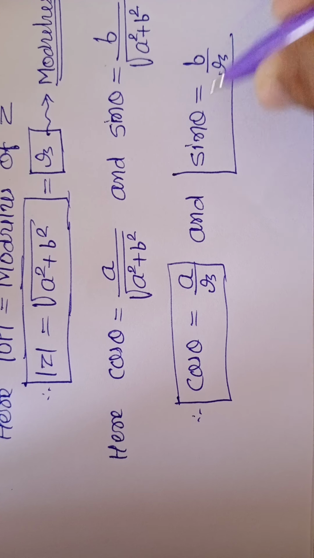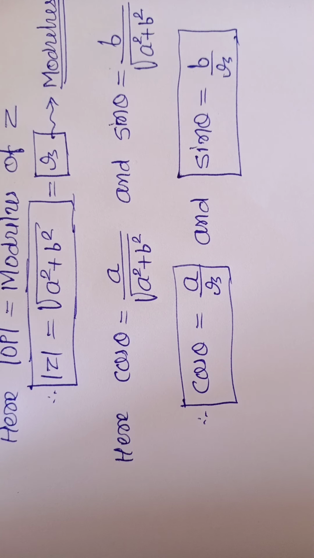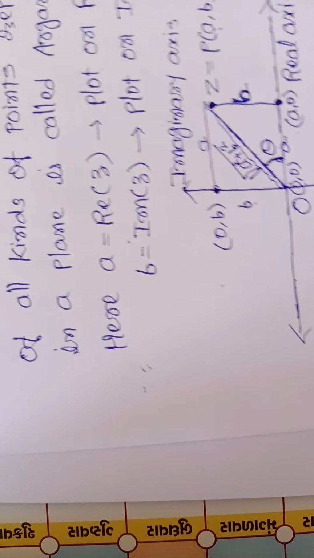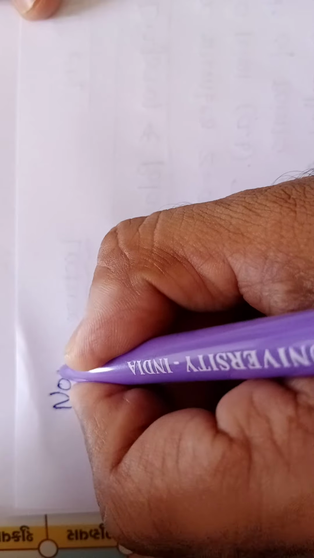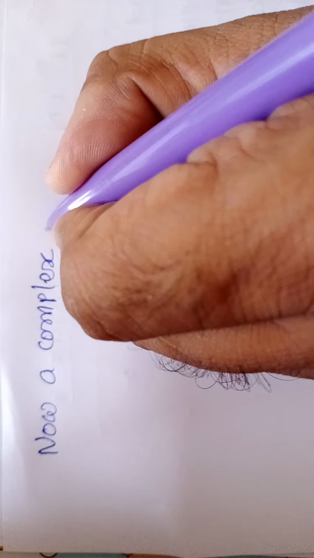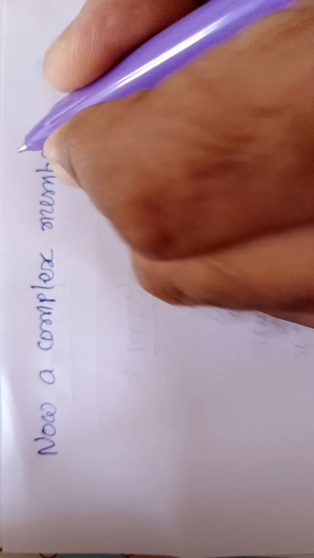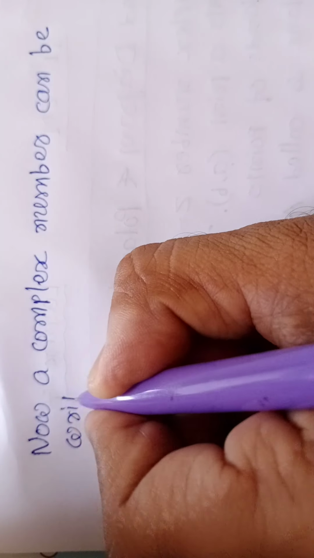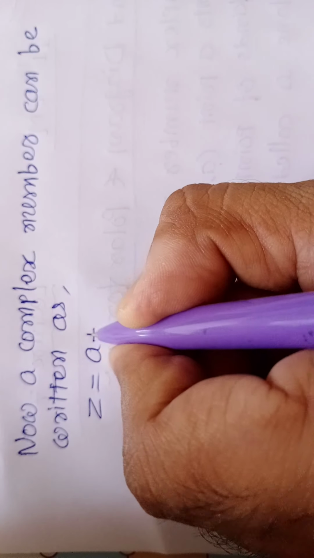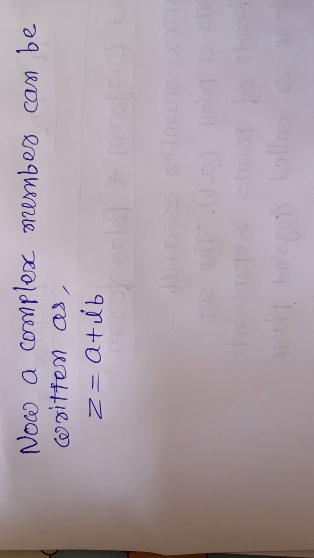Now it becomes very interesting. Now a complex number can be written as, now we know that the value of a is r cos theta and the value of b is r sin theta. So now I can write a complex number z equals a plus ib.